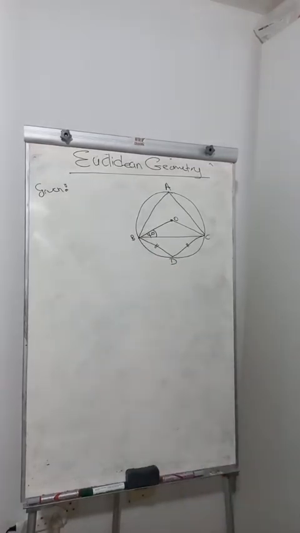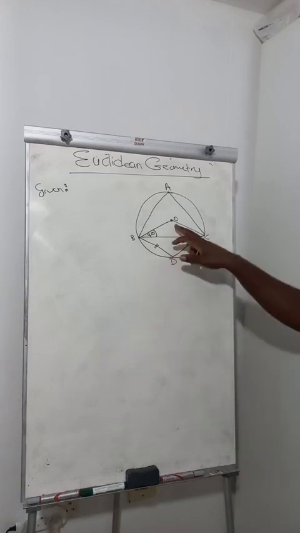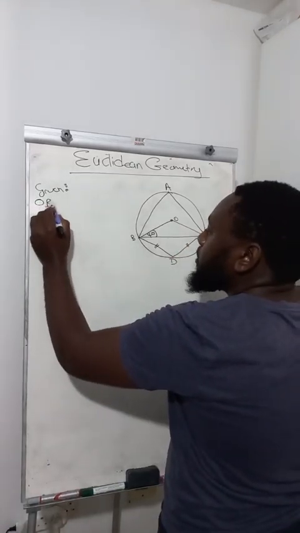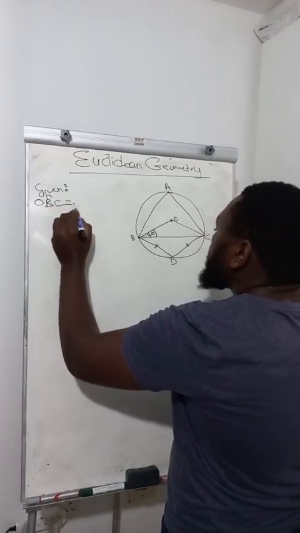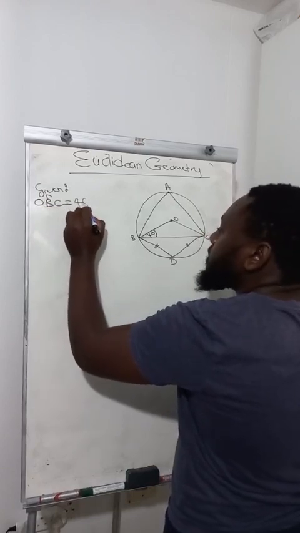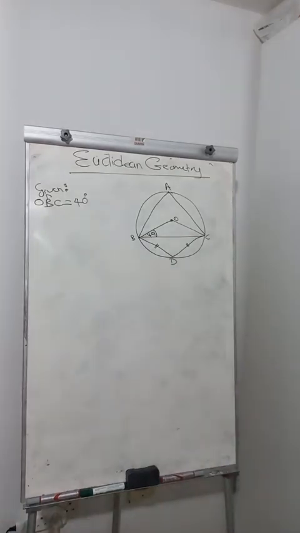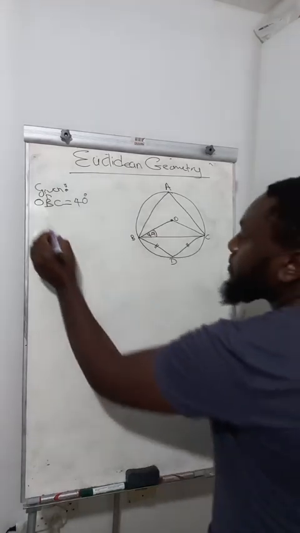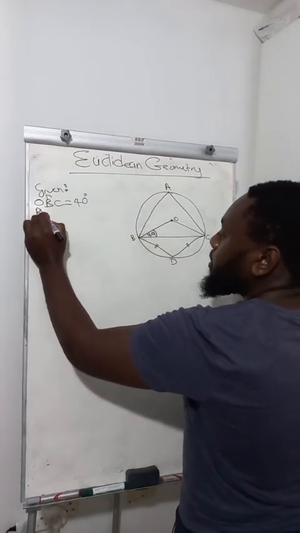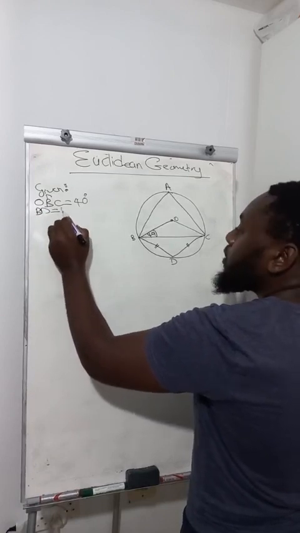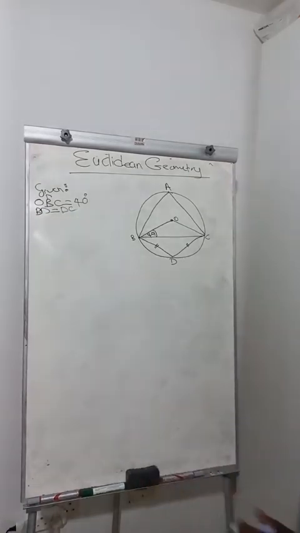And then you have got angle OBC, let me just write this one. OBC is 40 degrees, which is this one here. And then they say BD is equal to DC. So you have something like that.